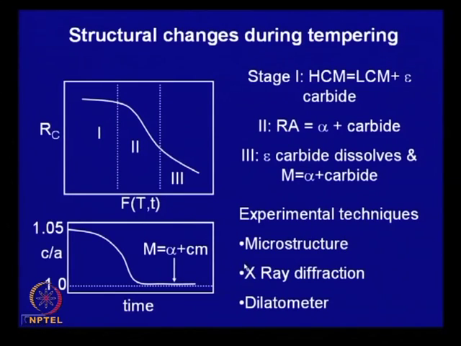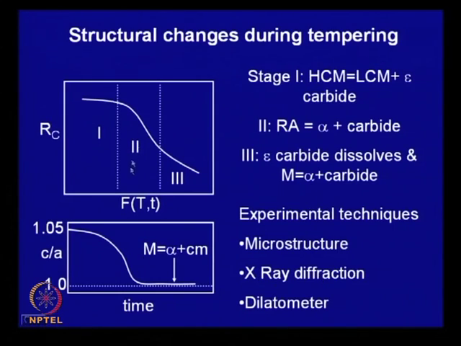to follow the tempering kinetics. And X-ray diffraction, in this particular case, if you are in the third stage, if you look at that X-ray diffraction pattern, you will see, apart from the diffraction line coming from ferrite, you may get the diffraction lines which are characteristic of cementite.